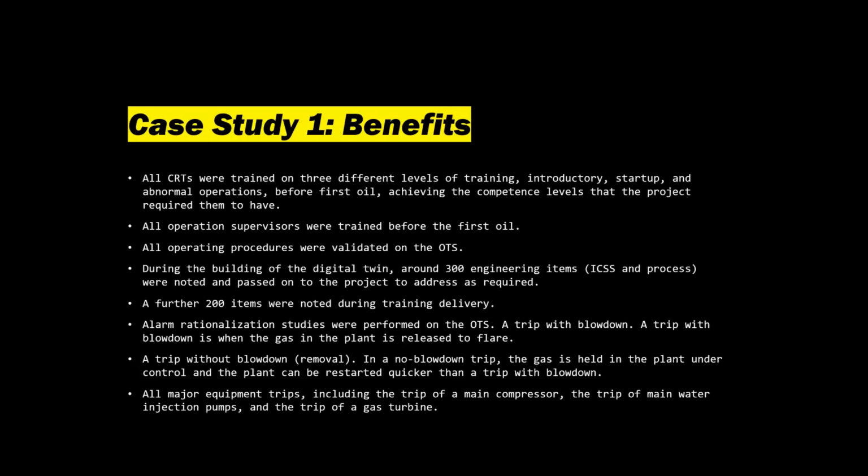the control room technicians were trained on three levels of training. So they have introductory, startup, and also abnormal operation. So this is excellent training because before the first oil happens, all the people, the technicians, the control room people, have achieved the competence level that the project required them to have. For example, if anything happens, they know how to react. And then all operation supervisors were trained before the first oil, and all operating procedures were validated on the OTS. Which means that what you do at the real plant is similar to what you do in the OTS.